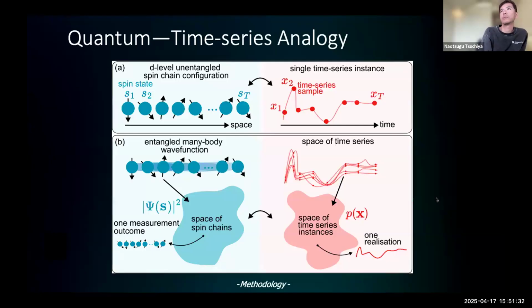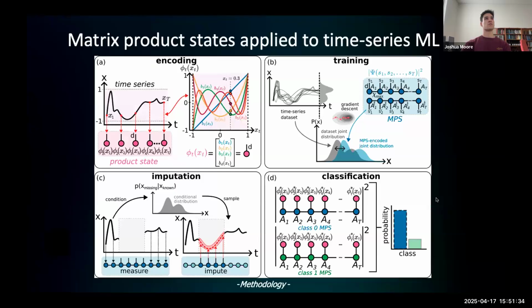Okay. And so here's a sort of high level overview of the approach. So this will mimic the subsequent steps of the methodology, but we start with looking at ways to map. So we have a continuous value time series. So the value at each time point is a continuous value. We need a way to map that into a representation that's compatible with this discrete quantum approach. So we use different time series encodings.